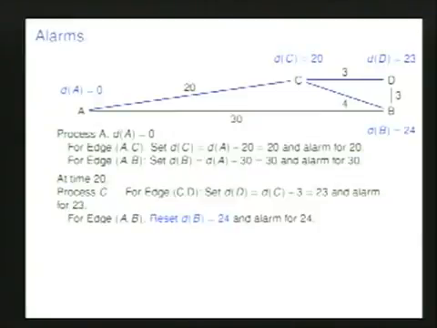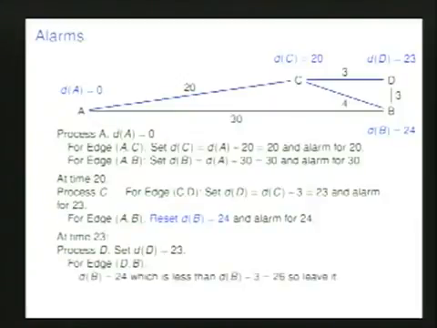So it used to be you didn't have an alarm at 24, and now you have an alarm at 23 and 24. At time 23, you process that alarm, you process D, you make sure it's 23. Now you found another path to B. You found a path from A to C to D to B. But the path from A to C to D to B is of length 23 plus 26. So it's longer than the path you've already found.